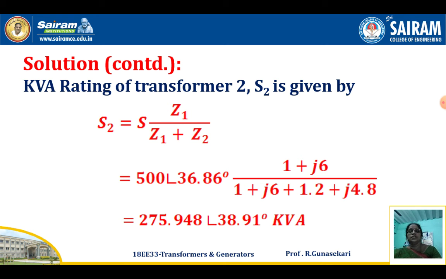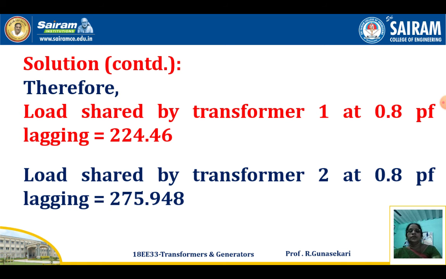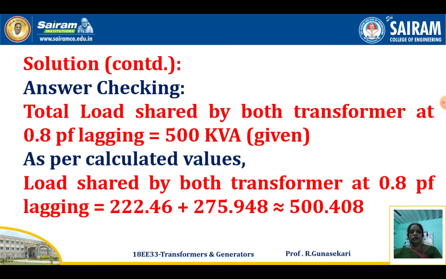So by using these two formulas, which is most suitable for getting the required data, that is the kVA rating of transformers 1 and 2 based on the given data. So the load shared by transformer 1 is 224.46, and the load shared by transformer 2 is 275.948, at 0.8 power factor only. This is the calculated value.